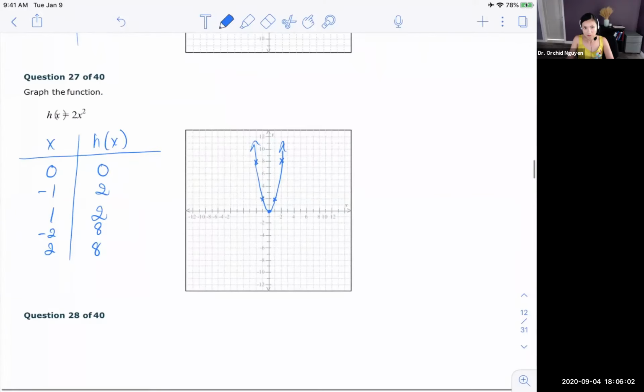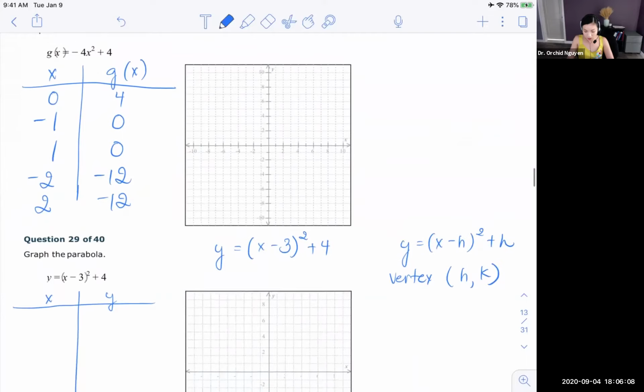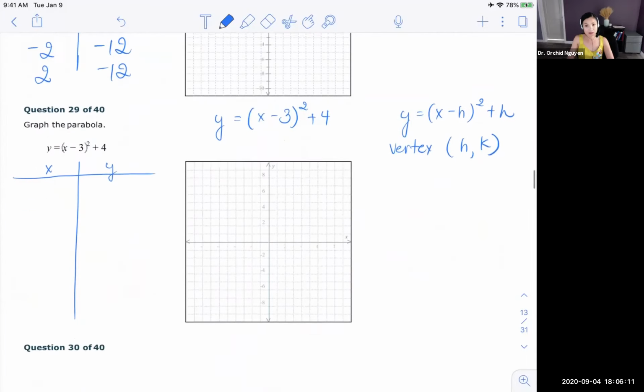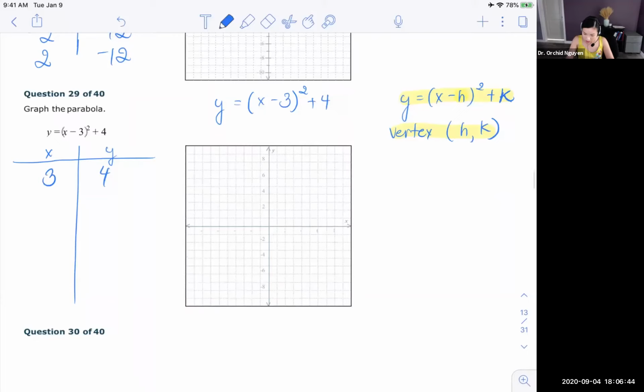All right. Now, same thing for this one, but the one I want to do with you is number 29. What I have right here is the standard form for a parabola. Every time you have this form, you can recognize the vertex, which is (h, k), right away. So in this case, my vertex is going to be 3 and 4. Locate that vertex right away, 3, 4.